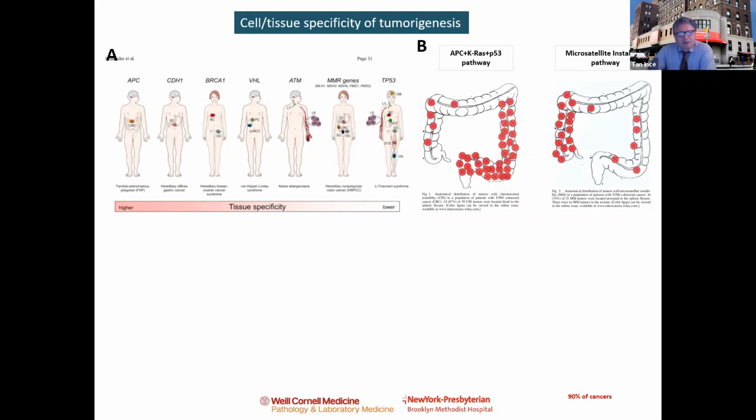And if you extend this to sporadic cancers, there are two main molecular pathways in the development of colon cancer. The sporadic ones are driven by APC, KRAS, and P53 mutations, and they happen to be predominantly in the distal colon and sigmoid. Whereas the microsatellite instability associated colon cancers are in the ascending colon. Again, these genes are expressed in all tissues. Why is there such a specificity in location?